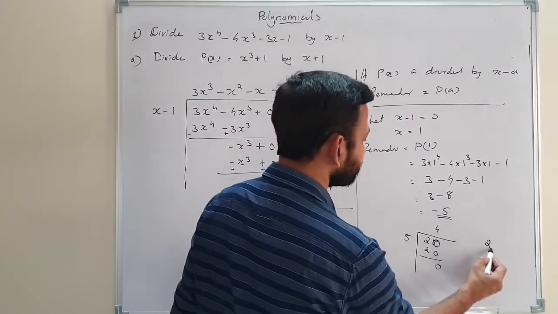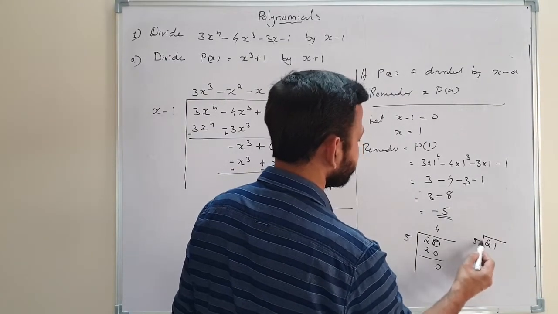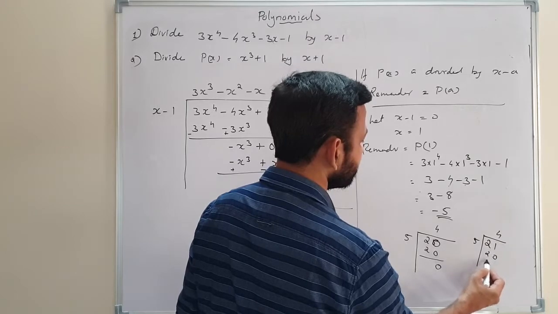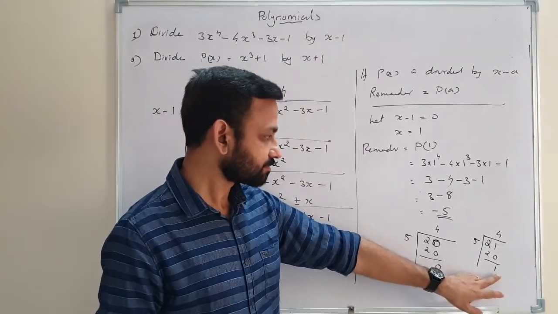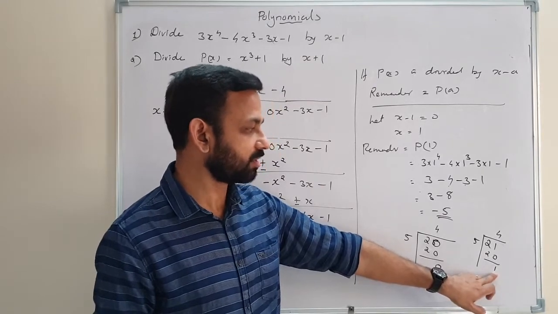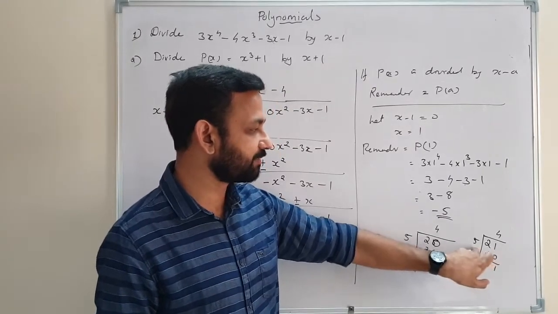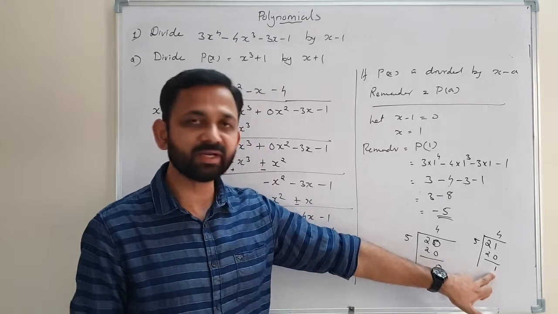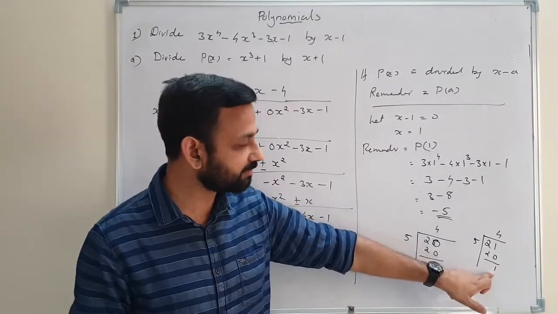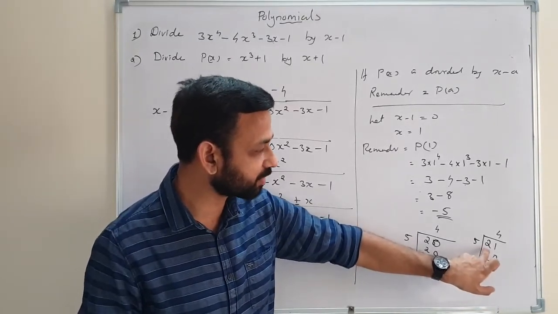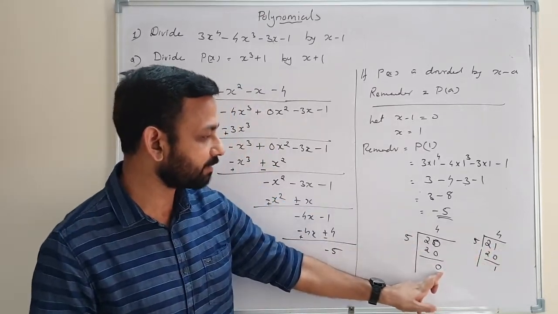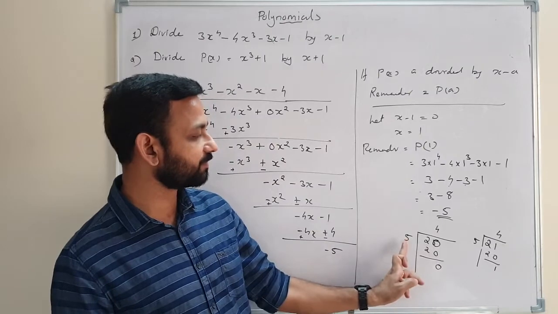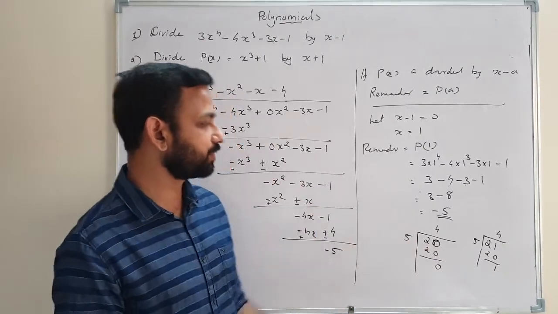But when we divide 21 by 5, 4 into 5 is 20, remainder 1. So here the remainder is not equal to 0. When we divide 21 by 5, the remainder is 1, that is not equal to 0. So we can say that 5 is not a factor of 21. But for 20 the remainder is 0, therefore 5 is a factor of 20.